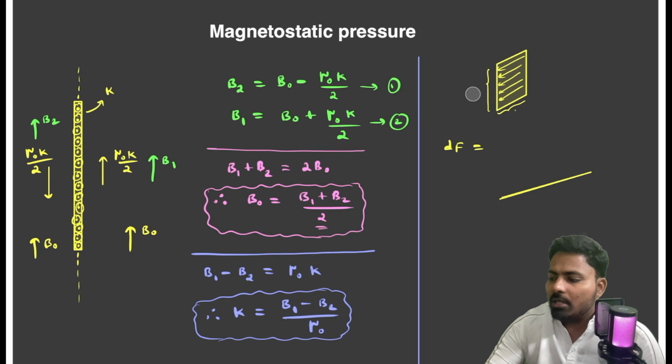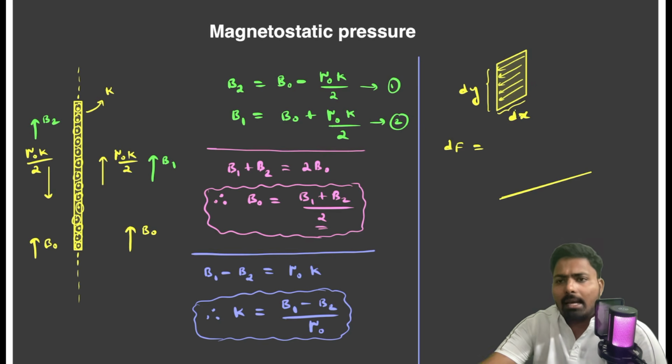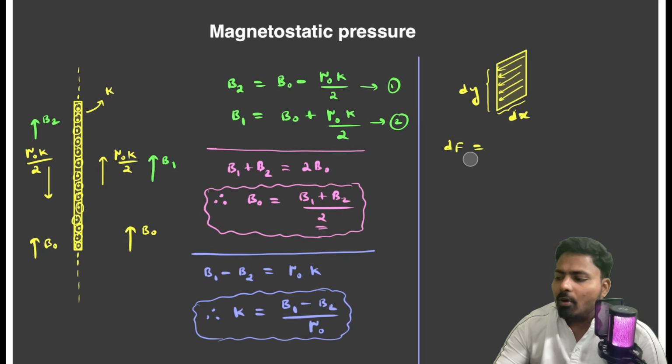So this is almost equivalent to what? A thin wire. So we can simply use the formula that you guys know, the force on a current carrying conductor, that is what? I into dl bar cross b bar. So first I wanted to know the I value, right?